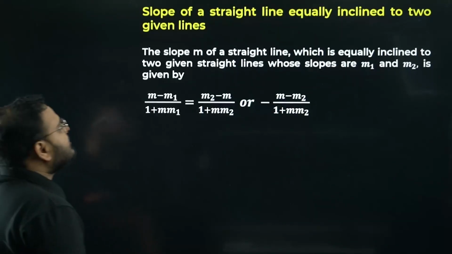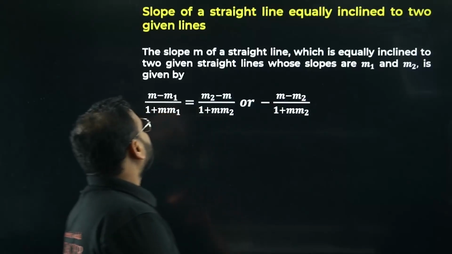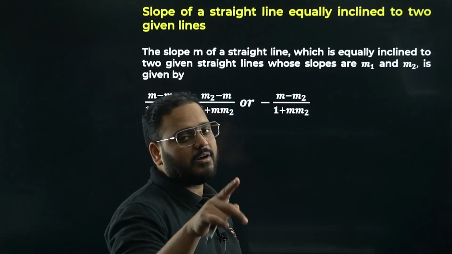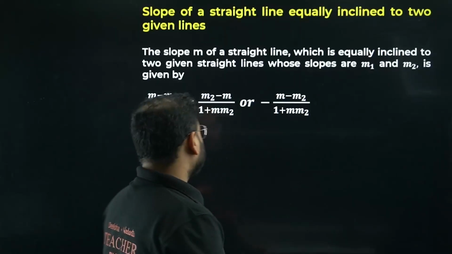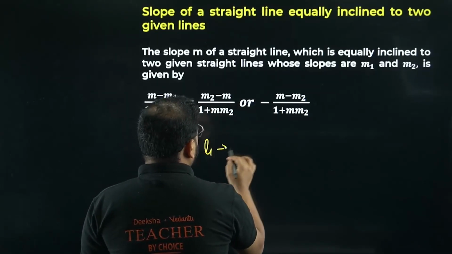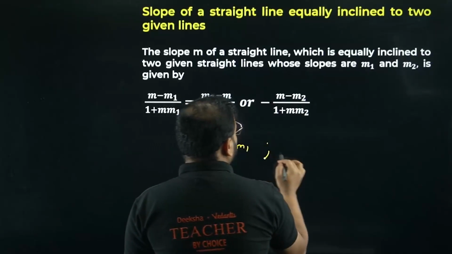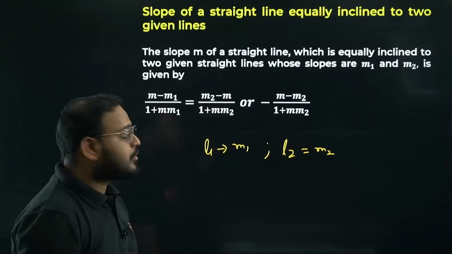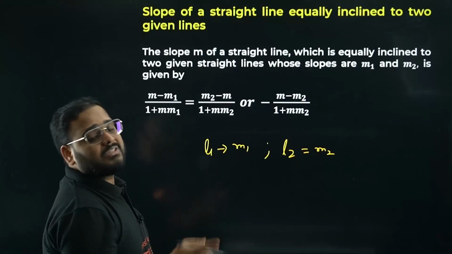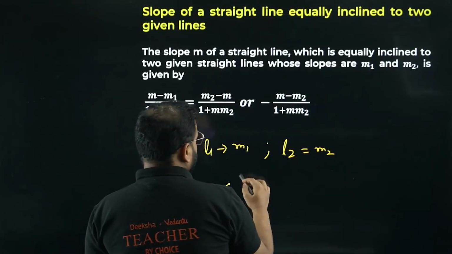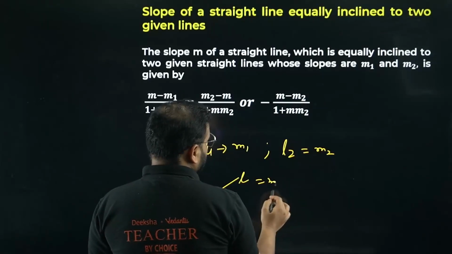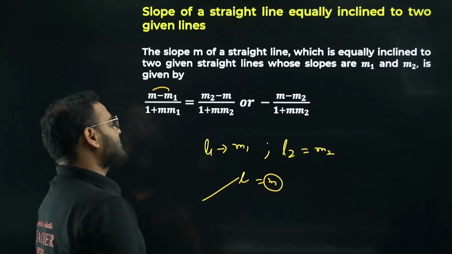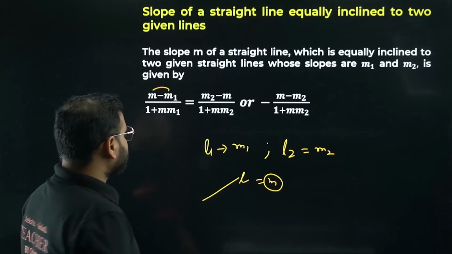Slope of a straight line equally inclined to two given lines. When we have two given lines, say line L1 with slope m1 and line L2 with slope m2, we're looking for a line which is equally inclined to both these lines. Let's call that line L with slope m. Then the result is this. Please check, (m minus m1) upon (1 plus m m1). What is this?